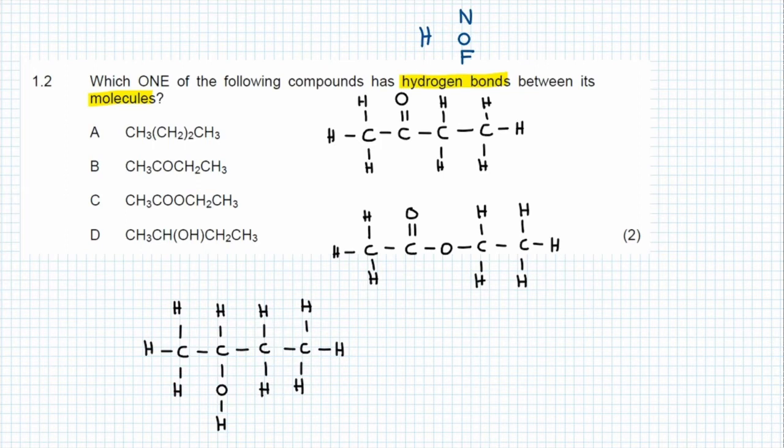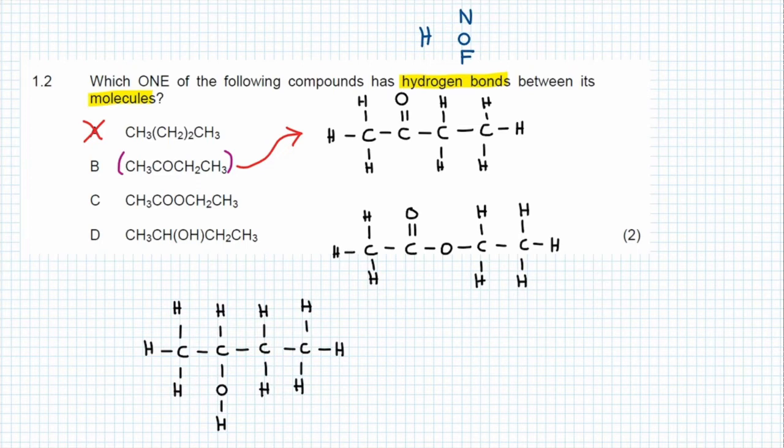So when we look at compound A, we see that compound A does not contain nitrogen, oxygen, or fluorine in its structure. So we know compound A is not the correct answer. Compound B has been drawn over here. I drew this as a structural formula because I know that a lot of you struggle to understand and analyze the condensed structural formulae.